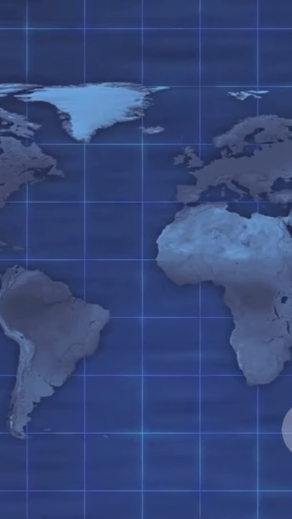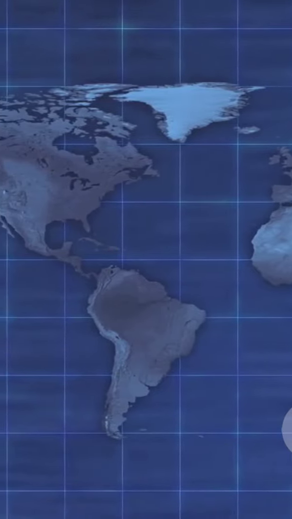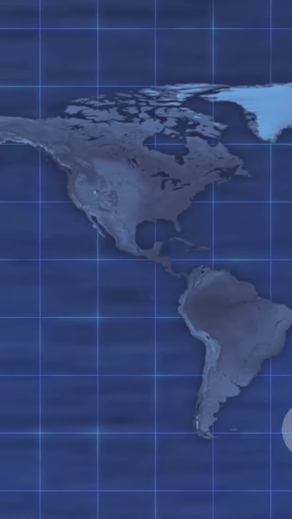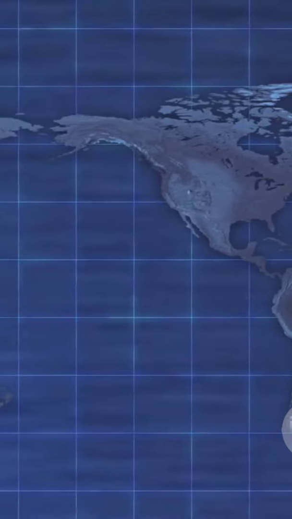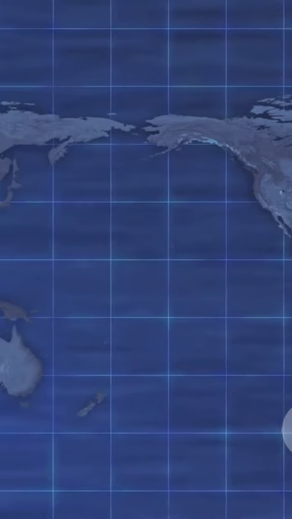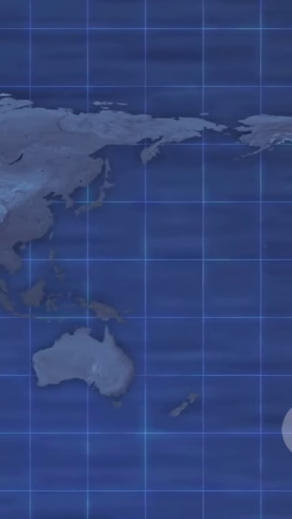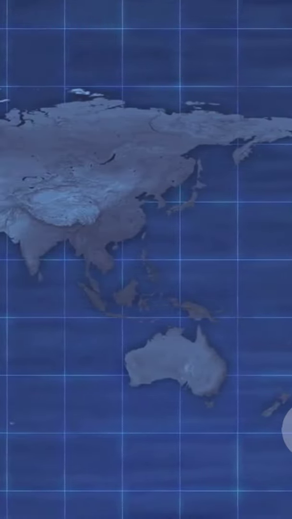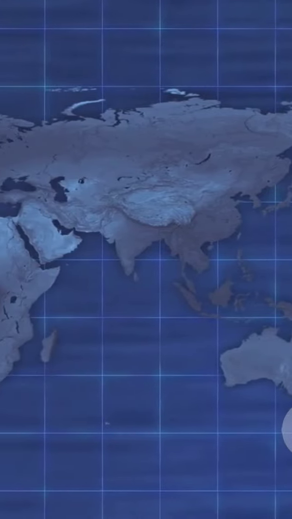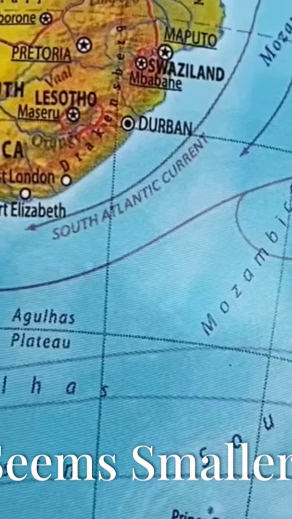These maps shape how we see the world, often making some countries look more important than others. This can influence our understanding of global politics, economics, and even cultural significance. It's time we start using more accurate maps to truly understand the world we live in.